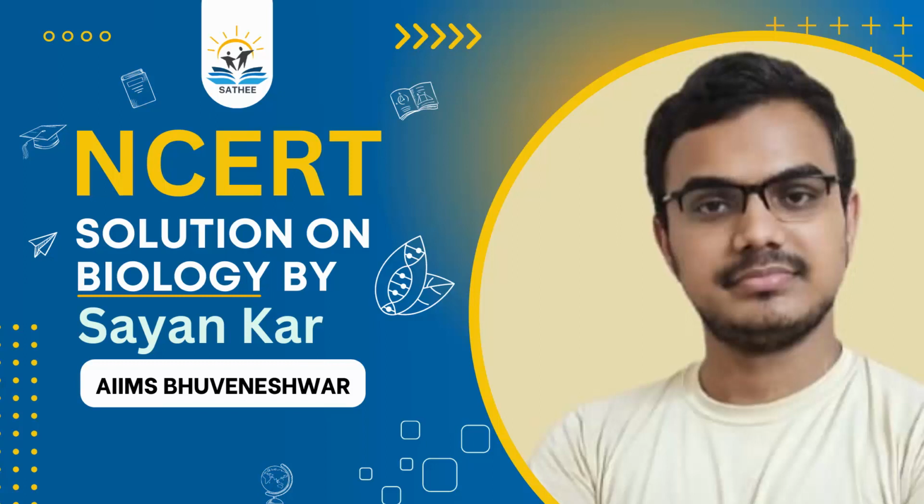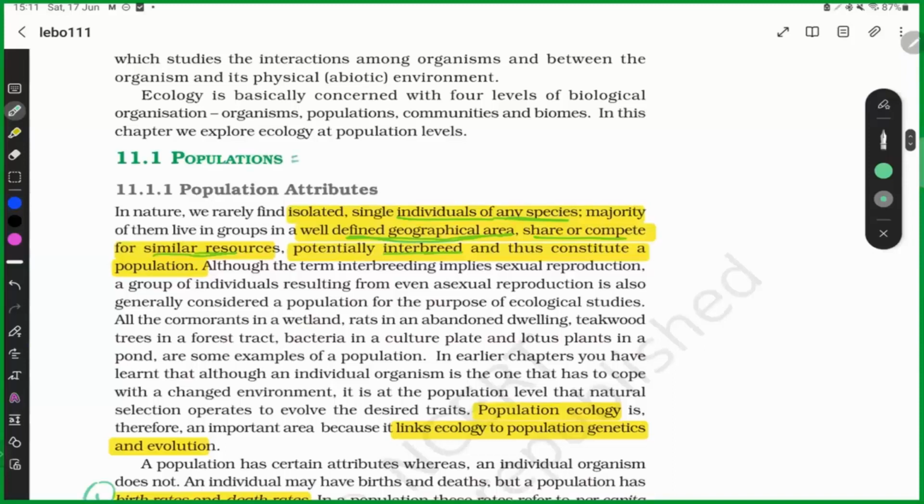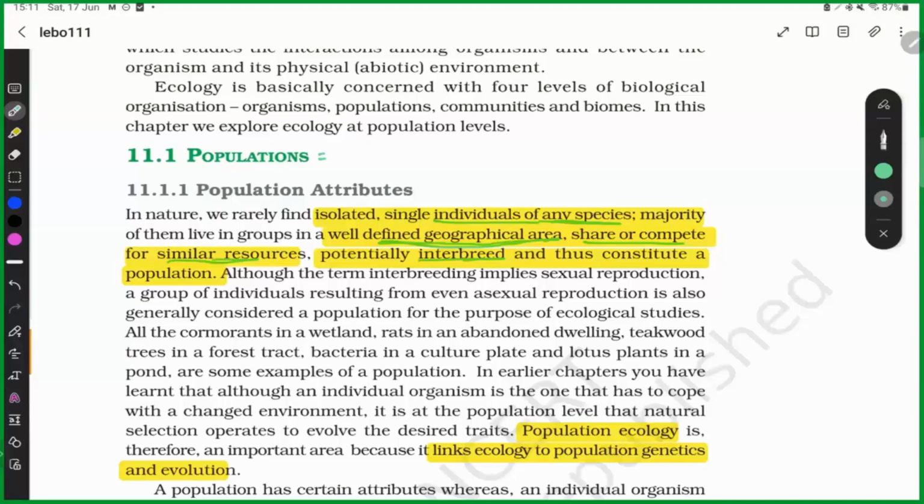Now let's start the topic. Before starting the topic, you have to know what is population. What do you mean by the term population? Population means a group of individuals belonging to the same specific species, residing in a well-defined geographical area.